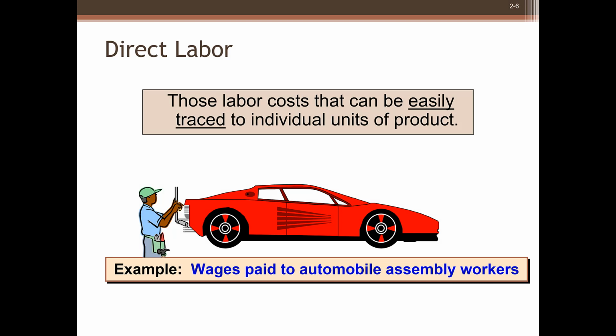Direct labor. Direct labor includes those labor costs which can be easily traced to individual units of a product. Direct labor is sometimes referred to as touch labor, because it consists of the cost of workers who touch the product as it's being made. For example, usually it may take 20 to 40 hours to assemble a car. So the 20 to 40 hours of labor costs paid to workers working on the assembly line is a direct labor cost.